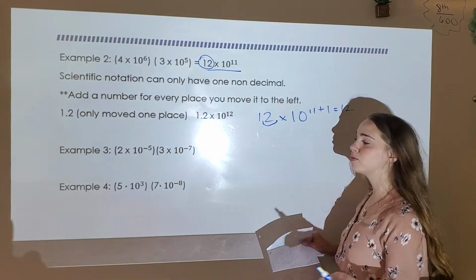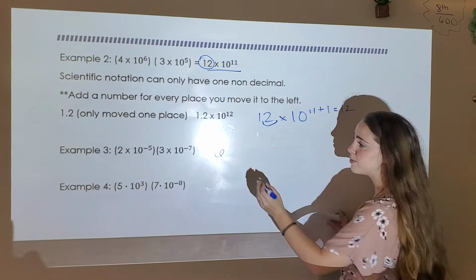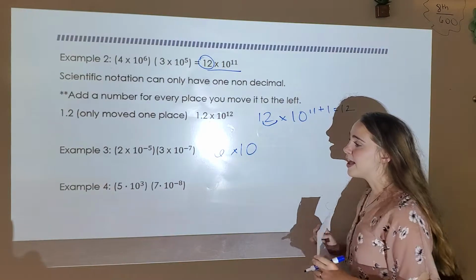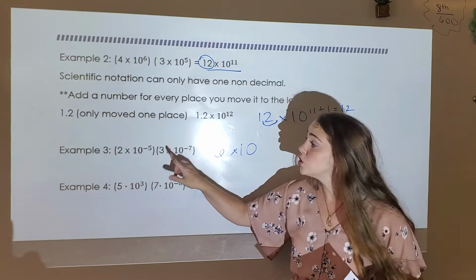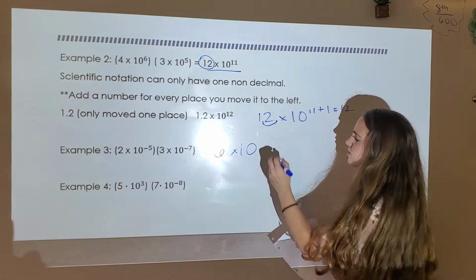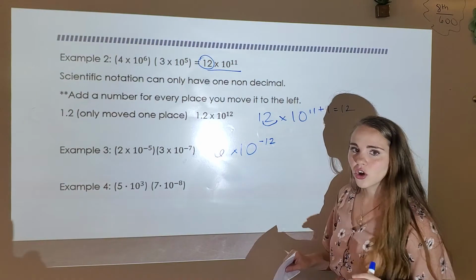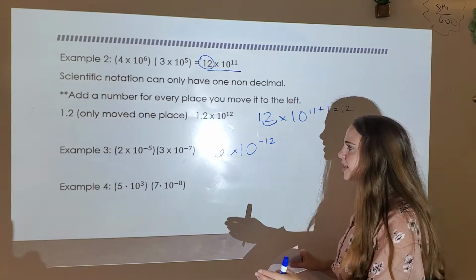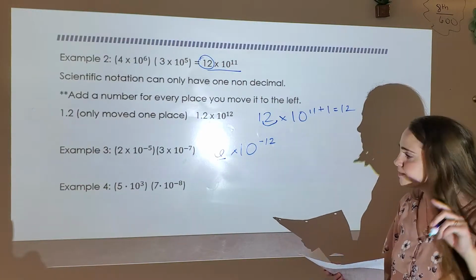Example 3 is going to be a little bit different because we have negatives. 2 times 3 is 6, that should be the easy part, times 10. And then we have a -5 and a -7. Those are the same signs. So we add the numbers and keep the sign. 5 plus 7 is 12. They're both negative. They're both going the negative direction. So -5 plus -7 is -12. And this is all set because it's just one whole number.